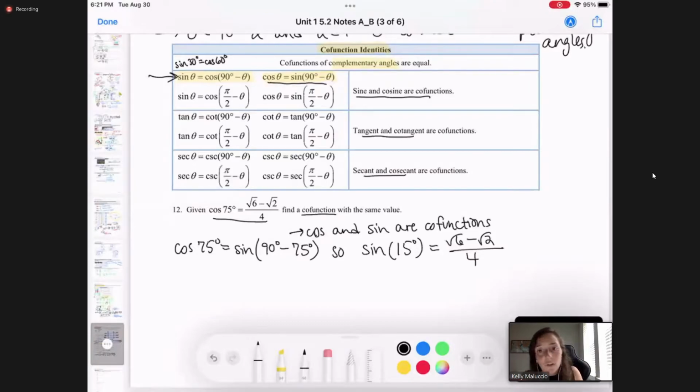If you were curious, you could do this in your calculator: cosine of 75 degrees and then sine of 15 degrees. There'll be decimals unless your calculator is really fancy and does the square root, but you should get the exact same answer. Just make sure you're in degrees, otherwise it might look funny.